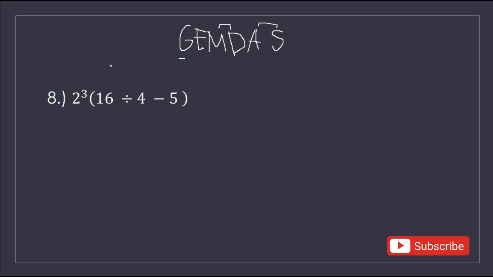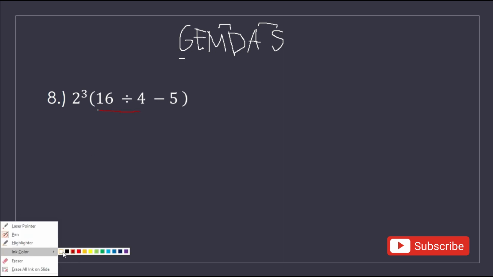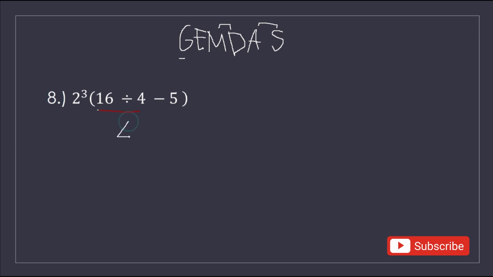We will be working out the ones in the parentheses. In the parentheses, which should we do first, the division or the subtraction? Of course, we need to do the division first. So 16 divided by 4 is 4. Don't forget to enclose it with parentheses, and then minus 5. Then copy the outside term that we have, which is 2 cubed. After which, you have to simplify the inside and make sure that it is solved properly.